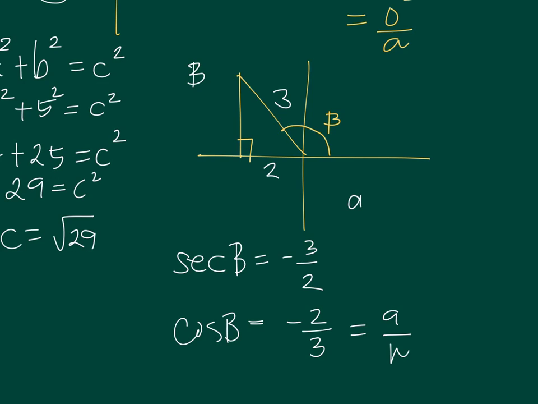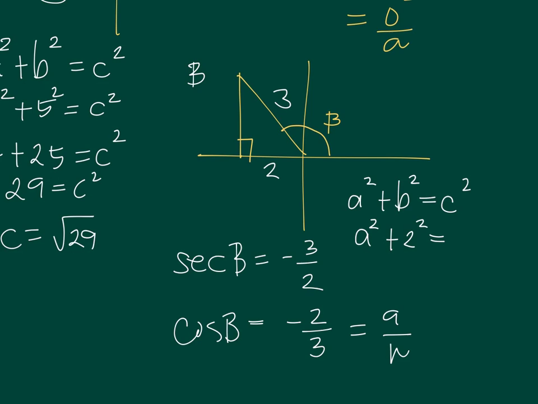Okay, so again, using the Pythagorean theorem, a squared plus b squared equals c squared. This time, one of the sides is missing. Let a be the missing side. So you have a squared plus b, which is known to be 2, squared is equal to c squared.